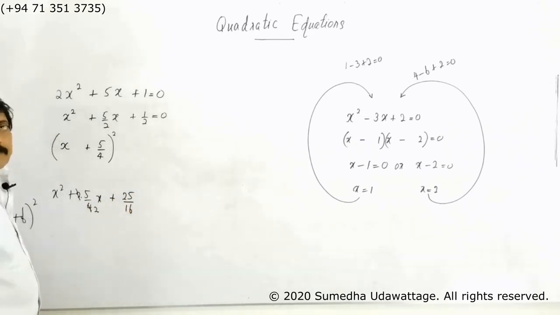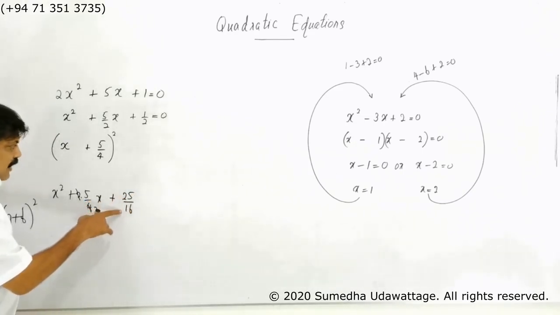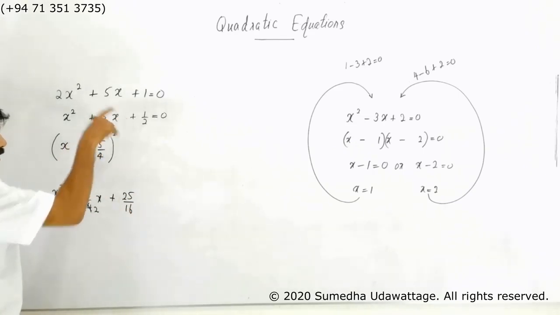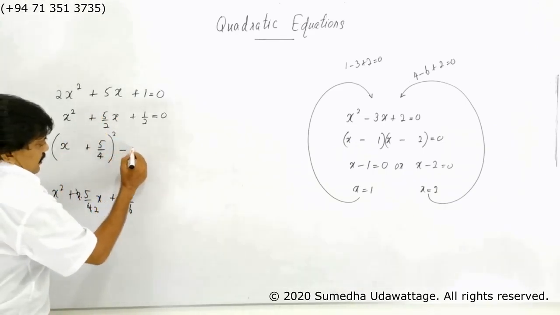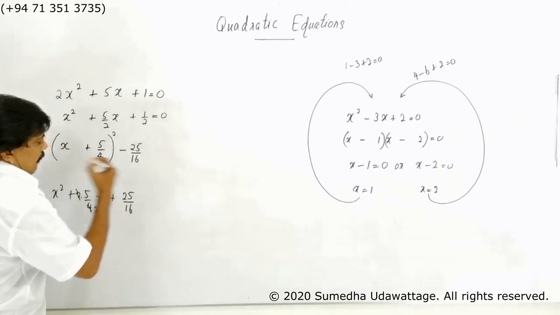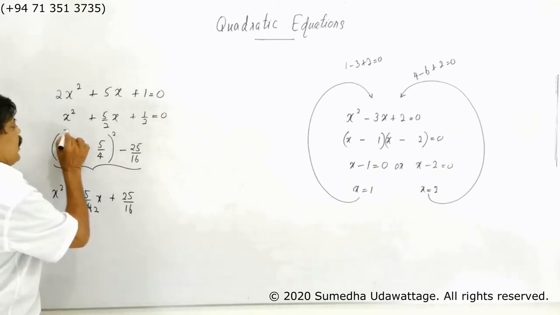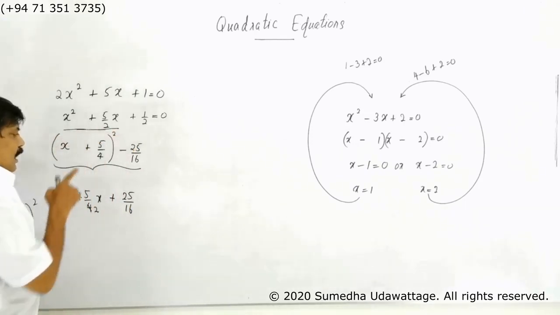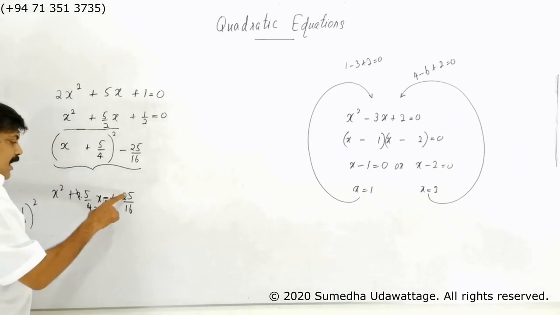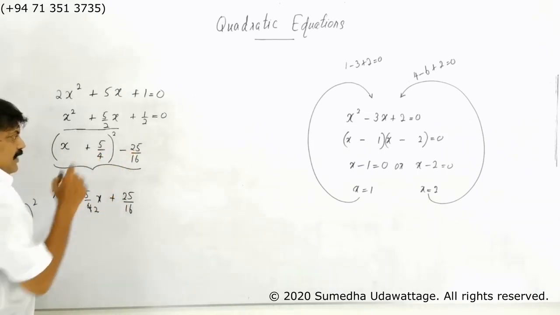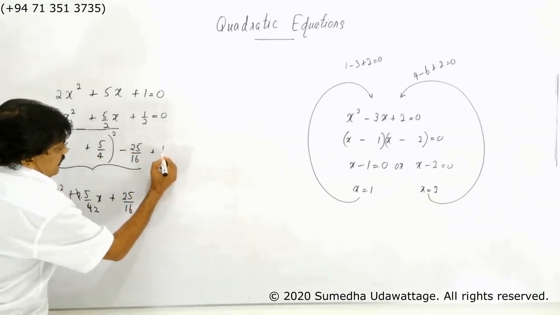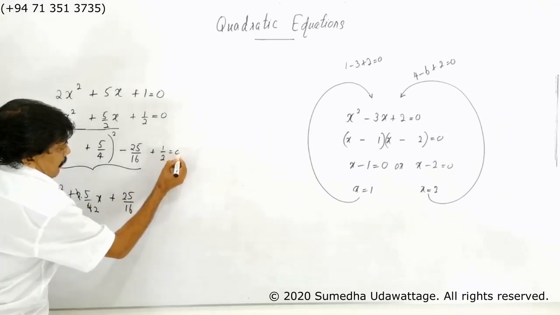25/16. Where this 25/16 is not here. Therefore, we subtract. Then this part of the expression simplified, you simply get this part. For the value you get more here, 25/16 gets cut with this. Plus half is equal to 0.